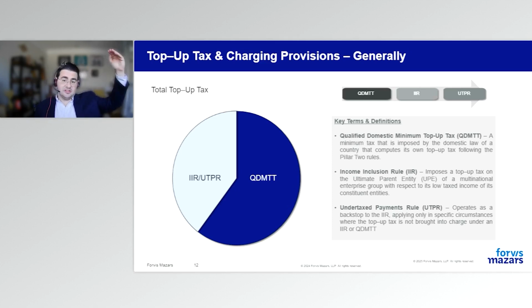Then there's the IIR and UTPR, which play off of each other. The IIR starts at the top of the house and says, if somebody at the top does not have a qualified income inclusion rule, we go down a tier until somebody does. That person gets to collect on behalf of the low-tax entities below it. UTPR is saying, anybody in the group that is subject to a top-up tax liability and didn't get brought into charge under the QDMTT or the IIR, any jurisdiction that has a UTPR gets the ability, through an allocation mechanism laid out in Article 2, to deny enough deductions to top up that other jurisdiction.